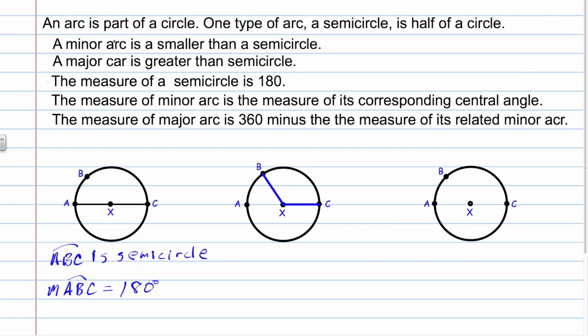Here we're told that a minor arc is smaller than a semicircle. In my second diagram here, I have a minor arc BC. The semicircle would be arc ABC, and in this case, since arc BC is less than a semicircle, we have a minor arc. So we could write this down as arc BC is a minor arc.